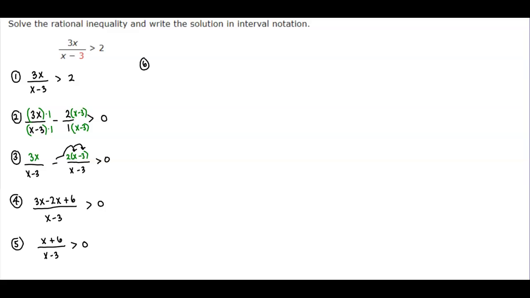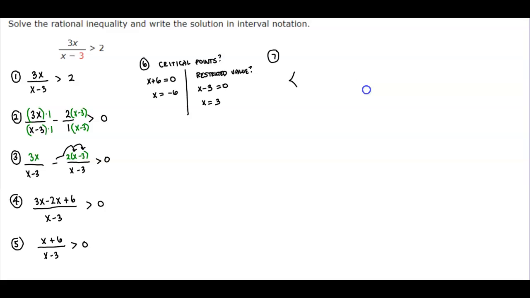Now in step number 6, we want to be able to find our critical points. For the numerator, we have x plus 6. We're going to set that equal to 0, and solving for x, we get x equals negative 6. And then in the denominator, we have a restricted value, and that restricted value occurs when x minus 3 is equal to 0. Solving for x, we get x equals 3.